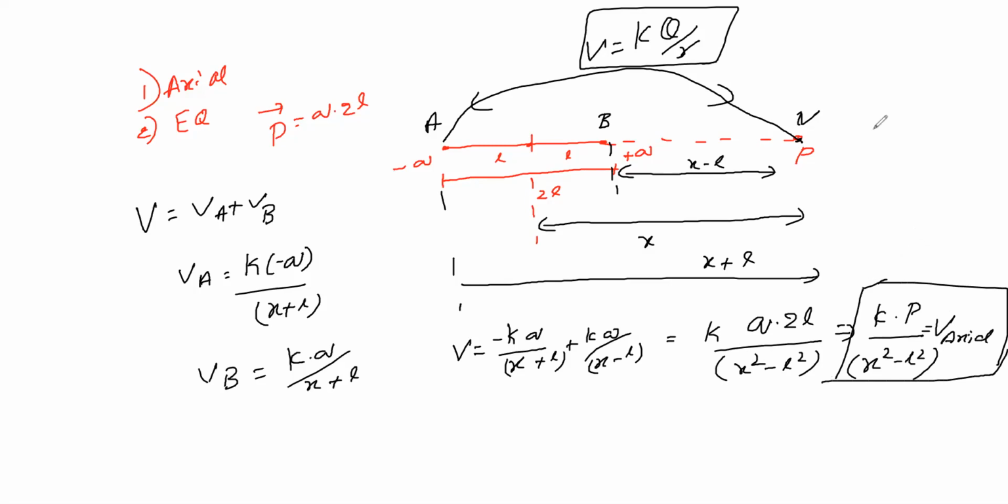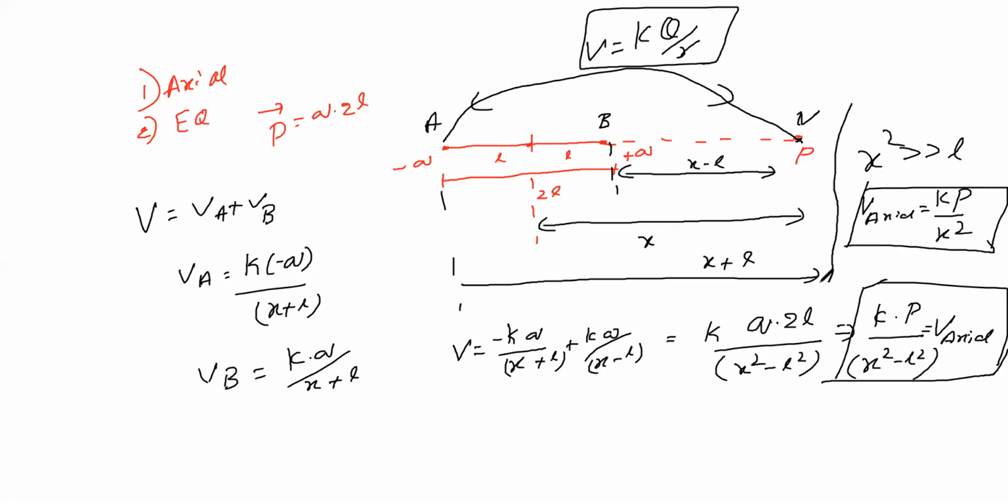Now, this is a special case. If X square is much greater than L, so V axial is equal to, when X square is much greater than L, L square can be neglected, so the relation will be KP by X square. This is your relation for the axial point.